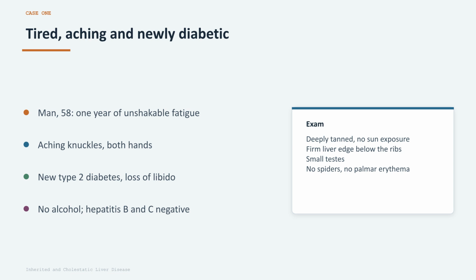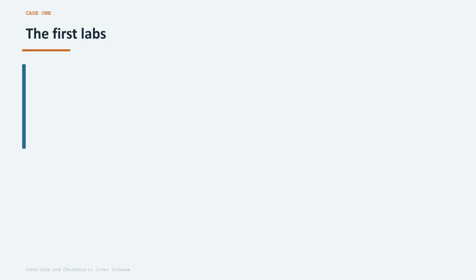Notice what is missing. No spider angiomata, no palmar erythema, no ascites. This is not the look of a decompensated cirrhotic. Now the labs. His transaminases are mildly elevated. The alkaline phosphatase and bilirubin are normal. His ferritin is 1,840 nanograms per milliliter, and his transferrin saturation is 68%. The hemoglobin A1C is 8.1%. Ultrasound shows a coarse liver but no mass.